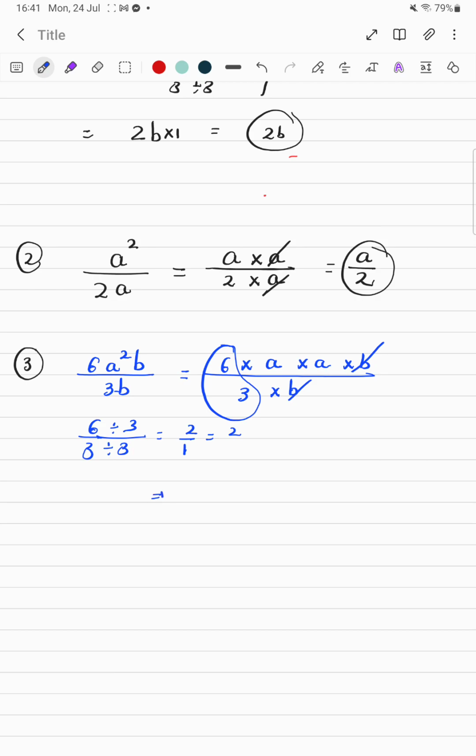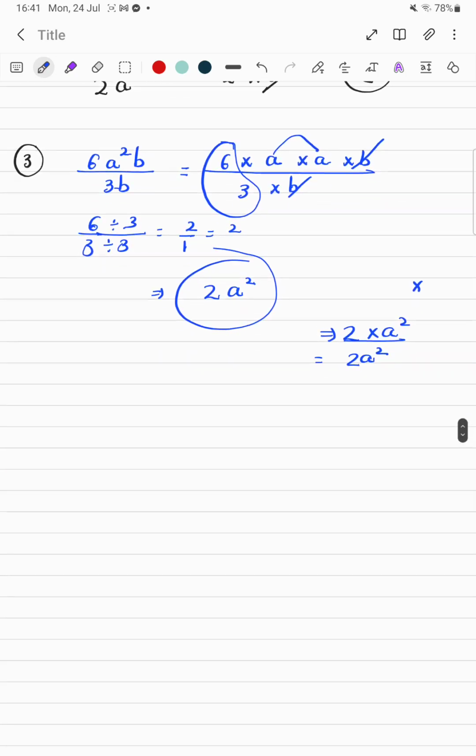So the final answer will be 2a squared, because we have a times a, so in the end we can write it as a square, because in a final answer in algebra we never use this multiplication symbol. If you get an answer like 2 times a square, we will not give the answer like this, rather we will write 2a square.